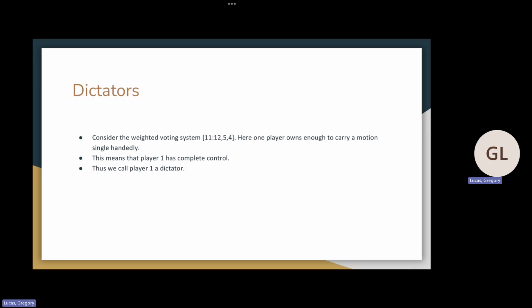So this means that player 1 here has 12 shares. So if player 1 has 12 shares, then if they vote yes, it passes. If they vote no, it would fail because 5 plus 4 would be 9. So there's no way it could pass. So whatever player 2 and 3 do doesn't really matter. So player 1 would have complete control, and then we call that a dictator. So if one person can pass the motion, that's a dictatorship.